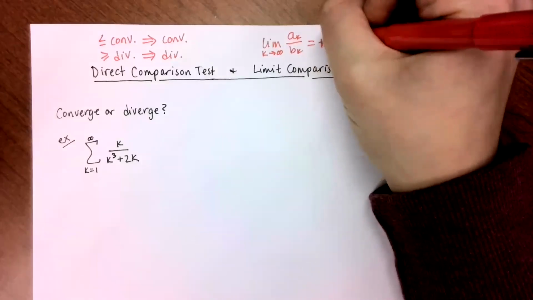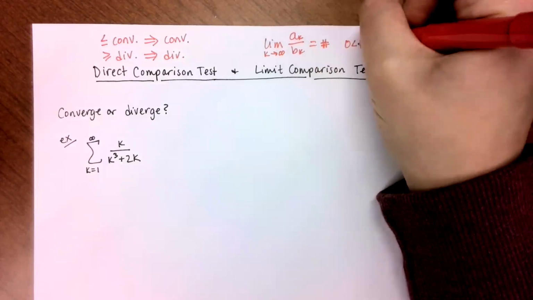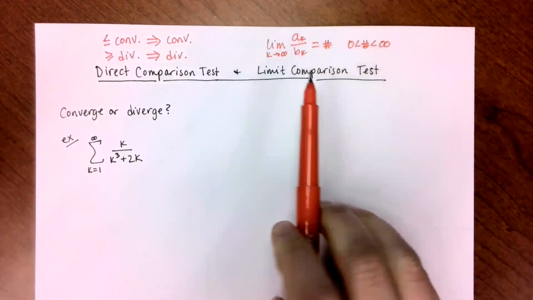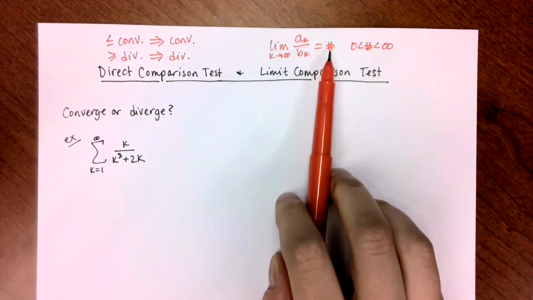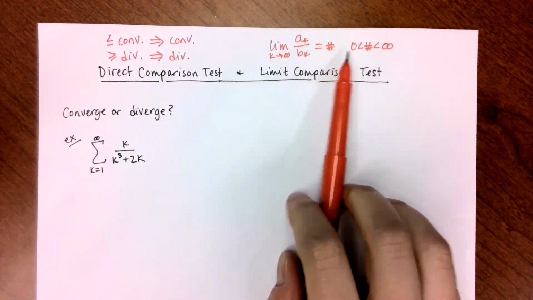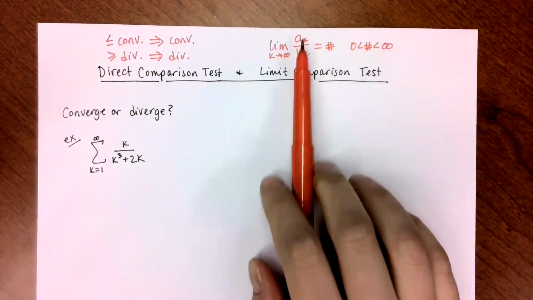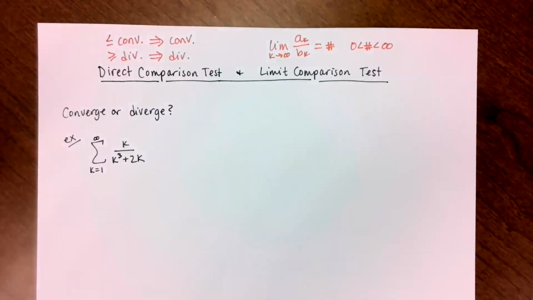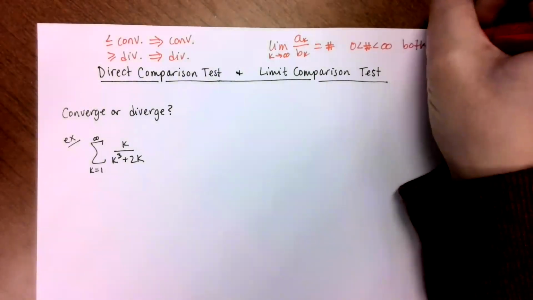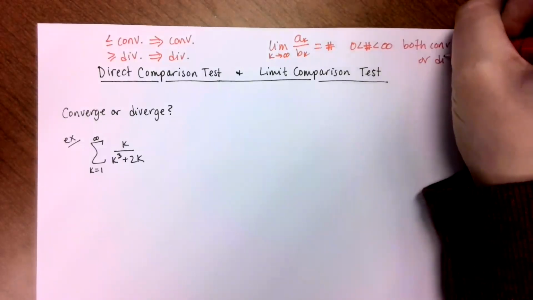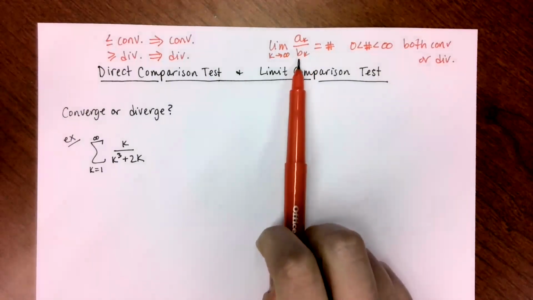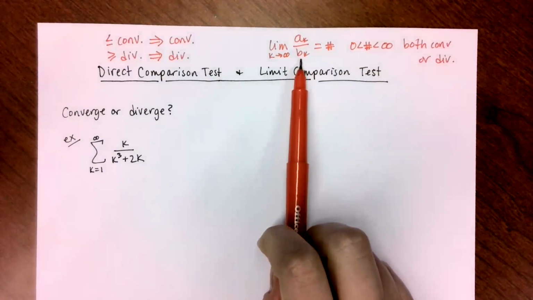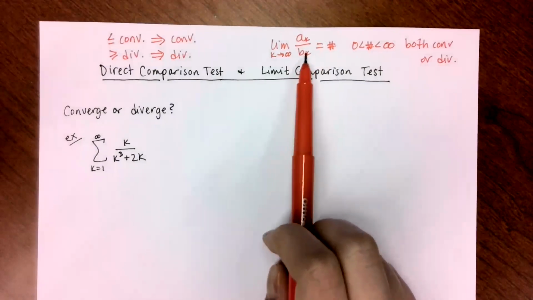But as long as this limit equals a number, and that number is anything between 0 and infinity, for this test to work, the terms all have to be positive. So this limit, if it exists, the smallest it could be is 0. So as long as this doesn't come out 0 or infinity, then both series, the a_k's and the b_k's, either both converge or both diverge. So the idea is that you pick a series to compare it to that you know converges or diverges. Then at the end, you get to say that your series does whatever the comparison does.